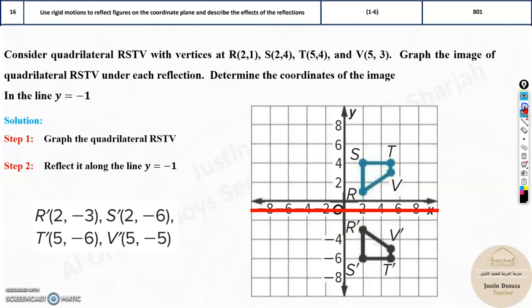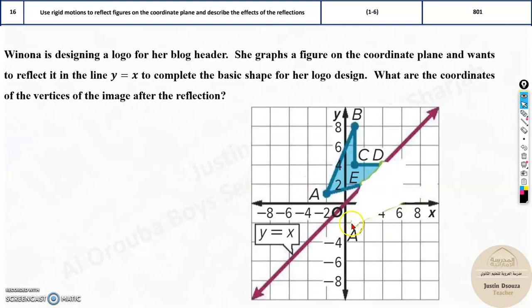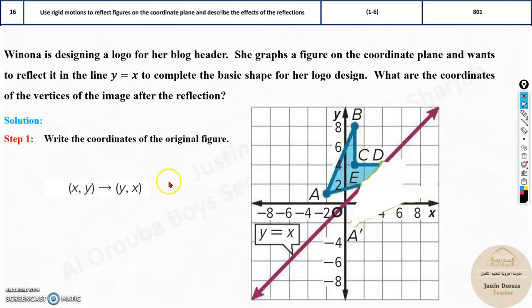So that's the thing. Now similarly you can do one more, but this one is very easy. You should look into the question. If they ask you reflection along y equals x, and over here they have not given the coordinates, they have given the graph itself. You must remember the formula for reflection along y equals x is very simple. You swap the coordinates. That's it.